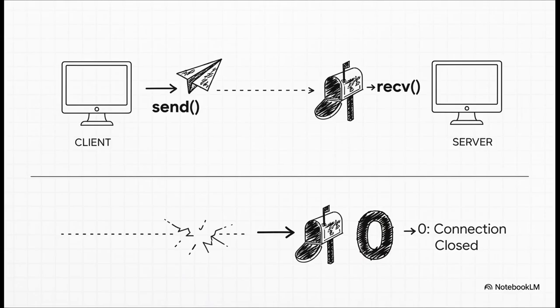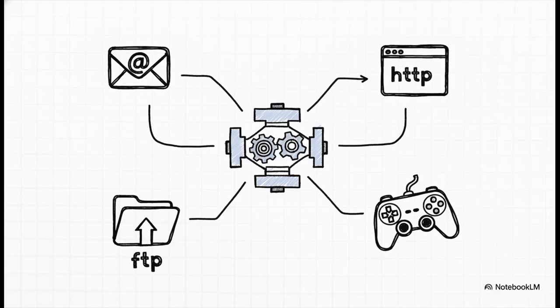But there is one absolutely crucial detail here. If your program calls receive and gets back a 0, it doesn't mean you received empty data. It's a special signal. It's the network's way of telling you the other side has hung up the phone. The conversation is over.